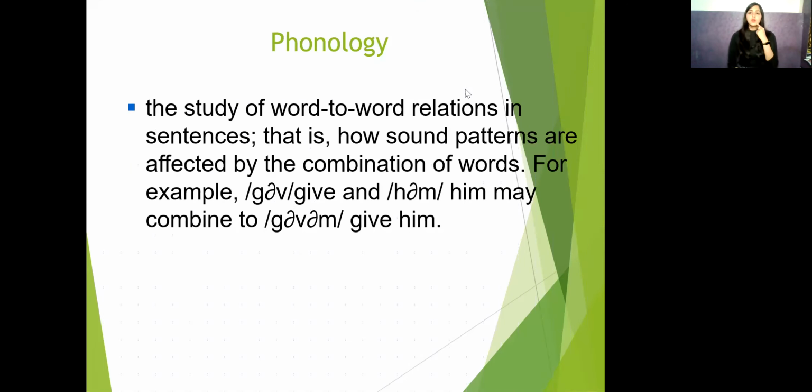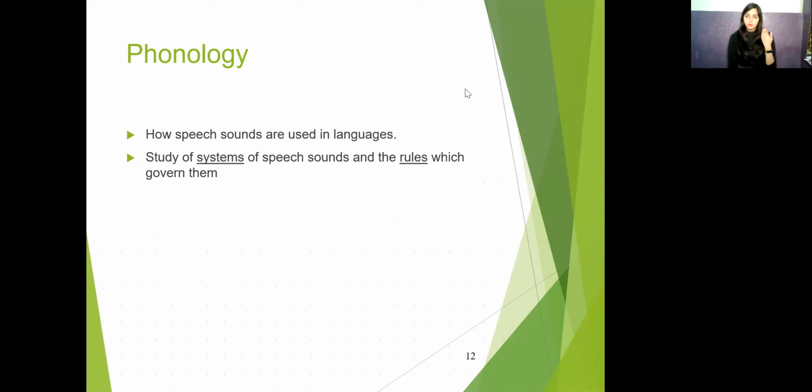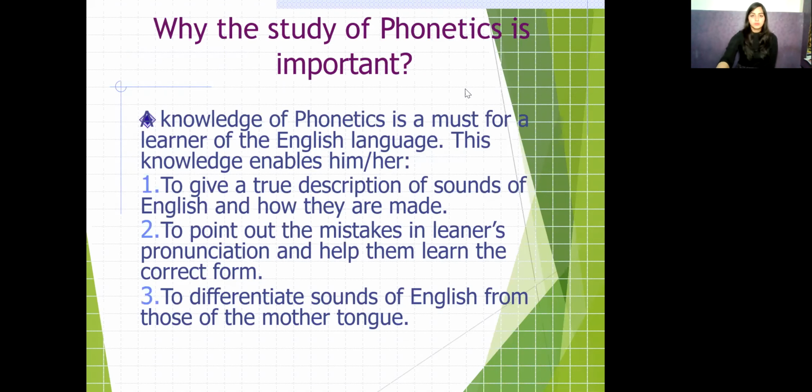The study of word to word relation in sentences. That is how the sound patterns are affected in the combination of words. For example, "give him" may combine to "give 'im". So, this is how it is done. How speech sounds are used in languages, how we are using speech, how we are sounding, the study of speech sounds, and the rules that govern them.